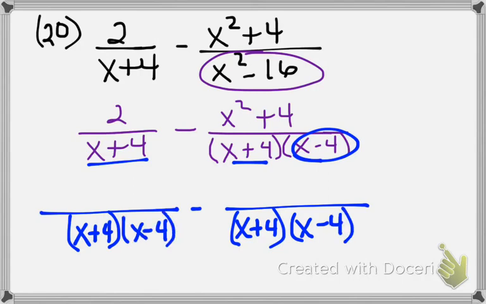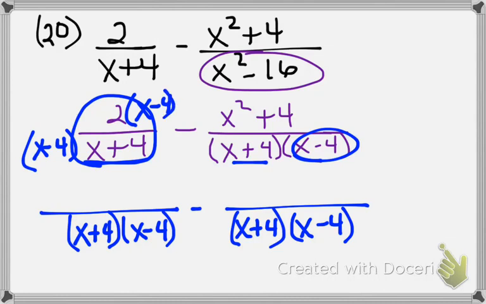Then I'm going to do a little comparison. My previous problem up here did not have x plus 4 in the denominator, so I had to multiply it by x minus 4. And if I multiply the denominator by x minus 4, I also have to multiply the numerator by x minus 4. So that leaves me with 2x minus 8, because I'm distributing the 2 into the x minus 4. Now on the right side, x plus 4 and x minus 4 was already there, so I don't have to change the numerator either.